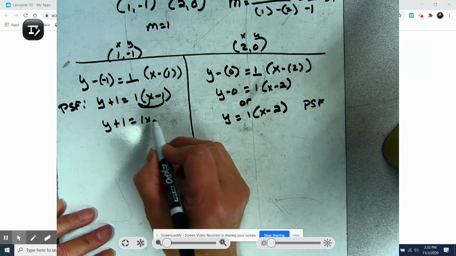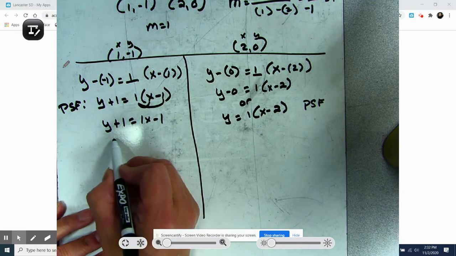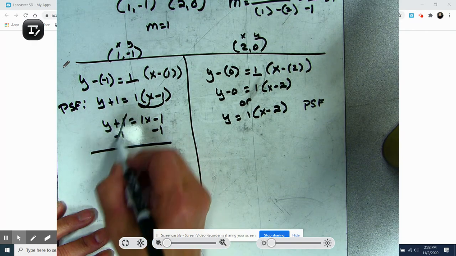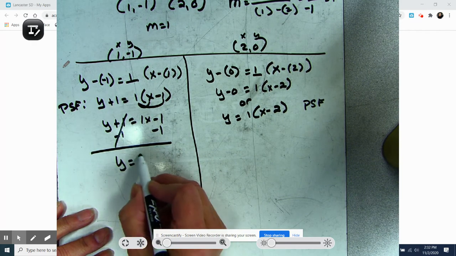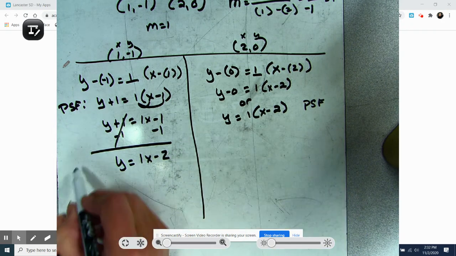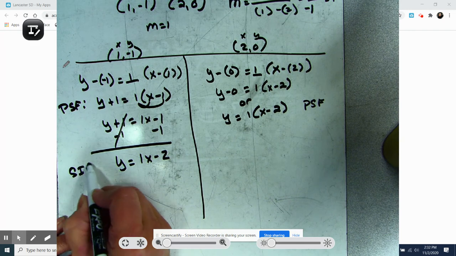1 times -1 is -1. We're going to subtract 1, or put a -1 on both sides. That's going to cancel, and y equals 1x minus 2. Over here, and this is slope intercept form.